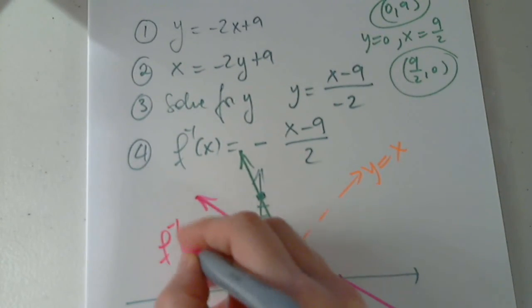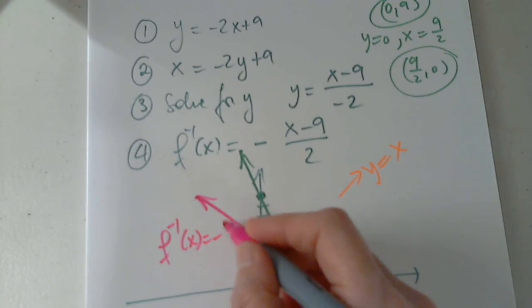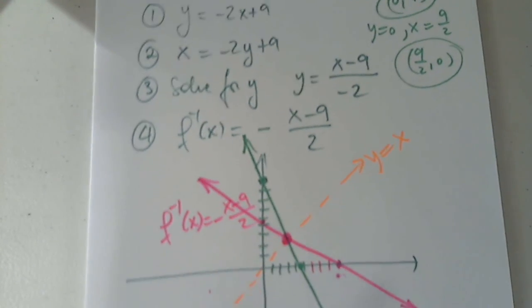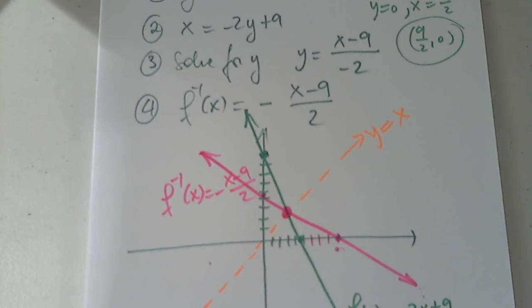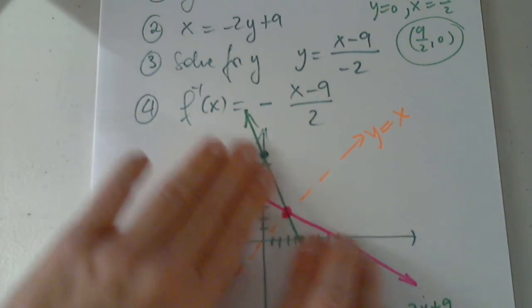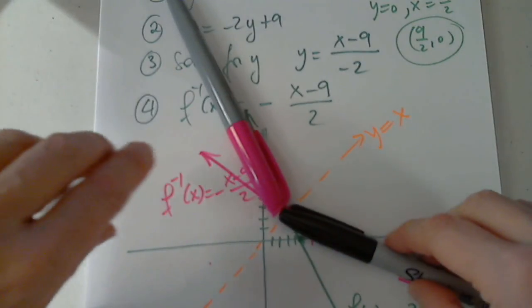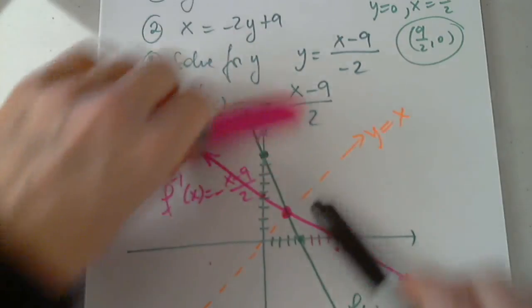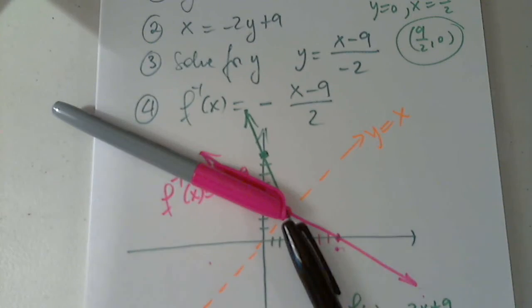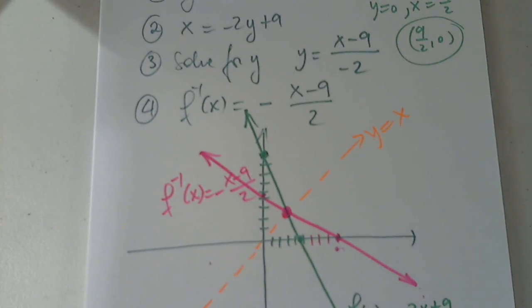So this is f inverse, which is negative x minus 9 over 10. These two have to be symmetric with respect to this line, and these two have to be symmetric with respect to this line. Very good.